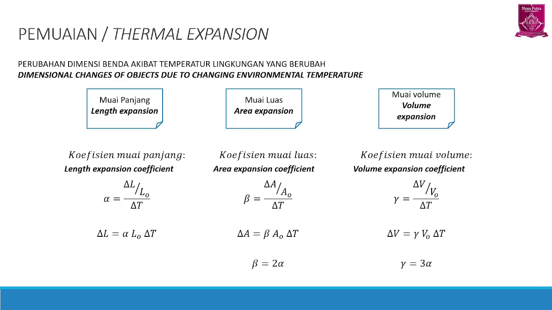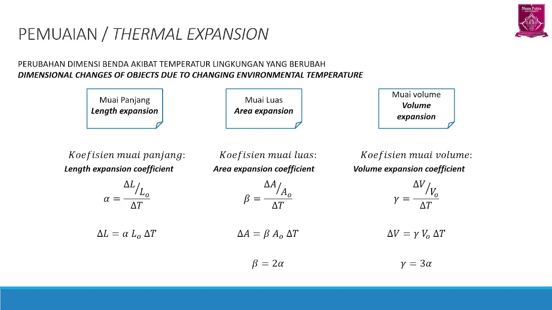This expansion happens for an object that has a length dimension. If the object has an area dimension, like a board or a window, or a plate, and we heat this object, it will expand. So the expansion is area expansion. And next, if the object has a volume dimension, there will be a volume expansion.